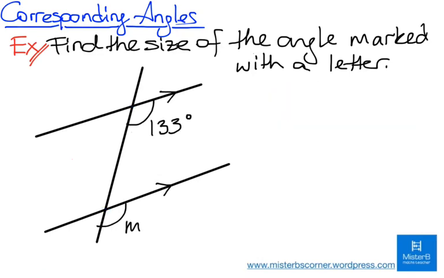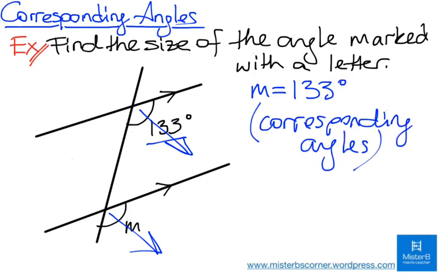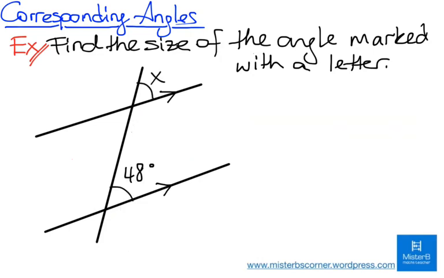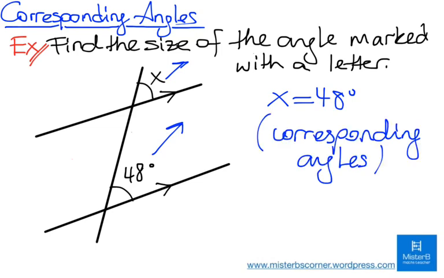Now let's look at this one. In this one again, we are given an angle. It's 133 degrees here, and just because the lines are parallel, I can say that this angle and this angle, they look at the same direction, so they are corresponding angles. So I can just say M equals 133 degrees, and the reason is corresponding angles. And this one, yeah, you can guess that it's the same reason, because these two angles look at the same direction, right? So you can easily say that x equals 48 degrees, and the reason is corresponding angles.